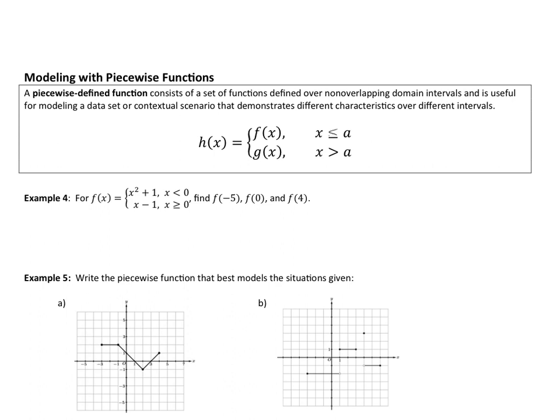Now, for it to be a function, that means x's cannot repeat, which is why switching that symbol was so important for me. The x value still cannot repeat because it is still a function like the old function rules we've always used. But once we hit a certain x value, we switch to a different function. Okay? The textbook definition says a piecewise defined function consists of a set of functions defined over non-overlapping, no repeat, domains, intervals, and is useful for modeling a data set or contextual scenario that demonstrates different characteristics over different intervals. Frankenstein. You've got this one function happening here and another function happening here across the domain.